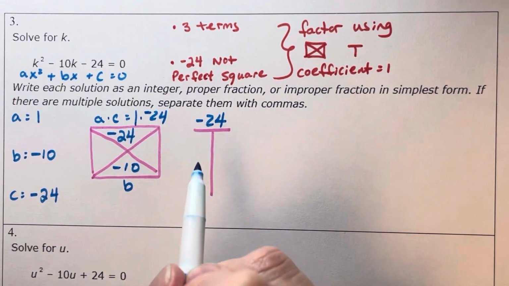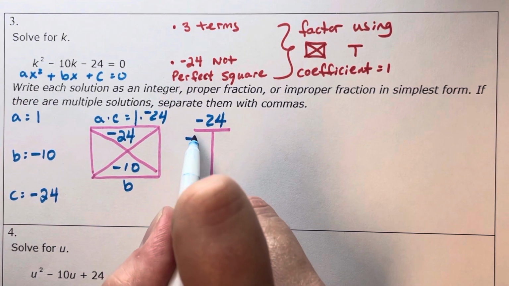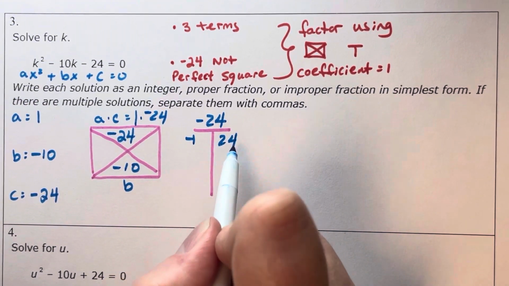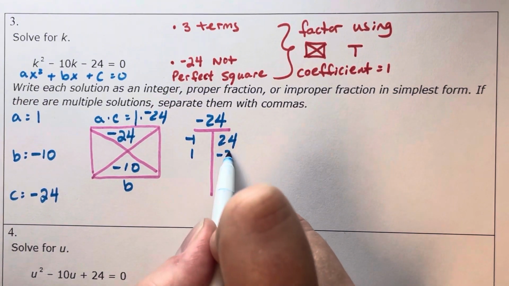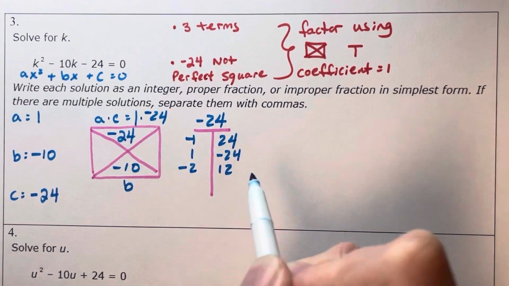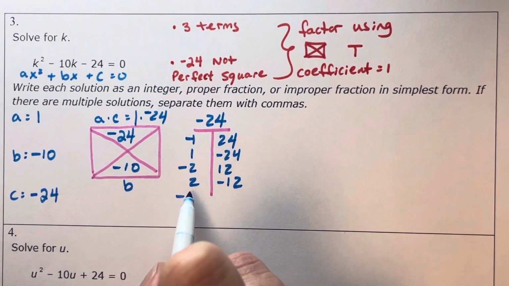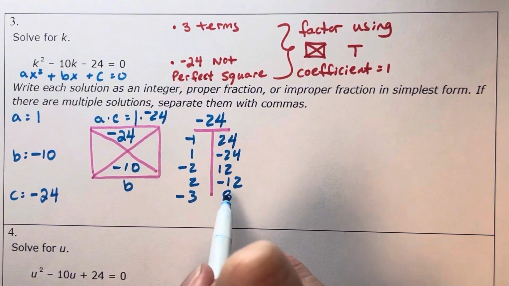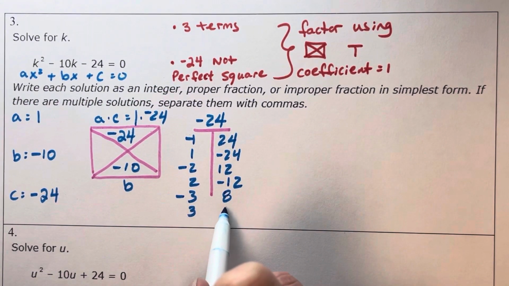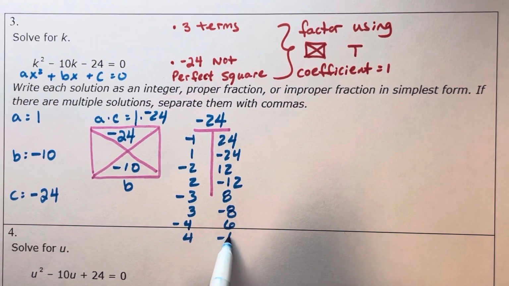Because it is negative, we have to really look at our pluses and minuses. So this could have been a negative 1 times a positive 24, or a positive 1 times a negative 24, or a negative 2 times a positive 12, or a positive 2 times a negative 12, a negative 3 times a positive 8, or a positive 3 times a negative 8, and finally our pair of negative 4 and positive 6, or positive 4 and negative 6.